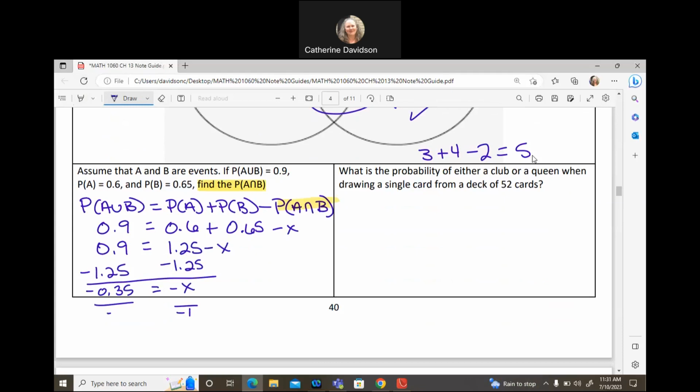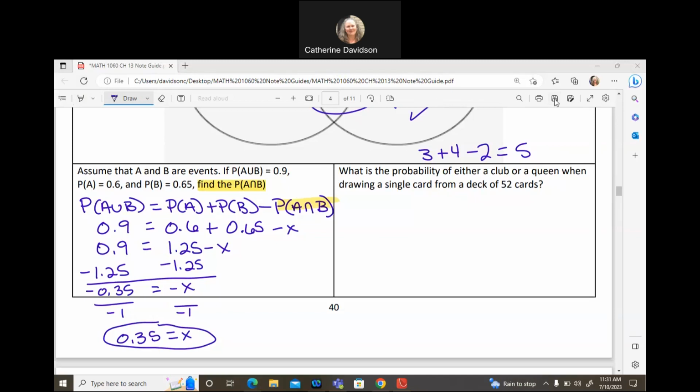Divide out the negative. So x is equal to 0.35. And again, probabilities have to be between 0 and 1. You can't have negative numbers, and you cannot have anything greater than 1. Let's look at another example.